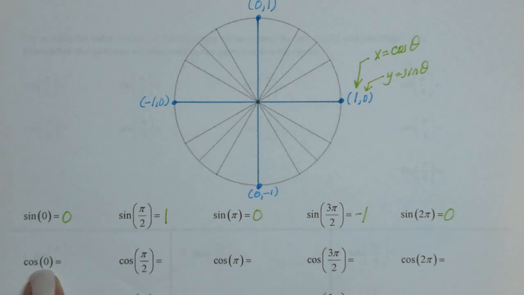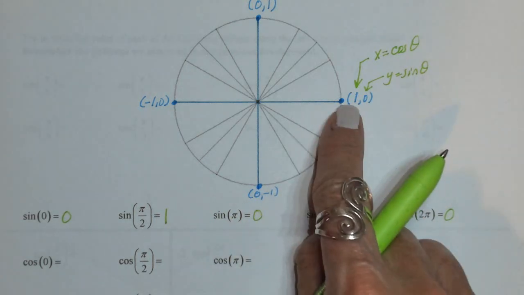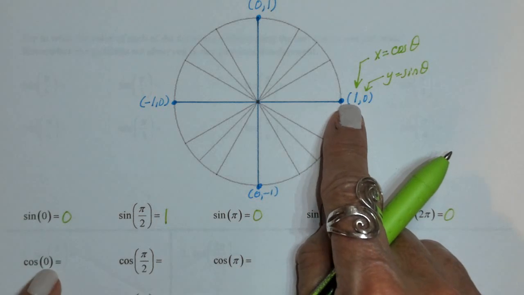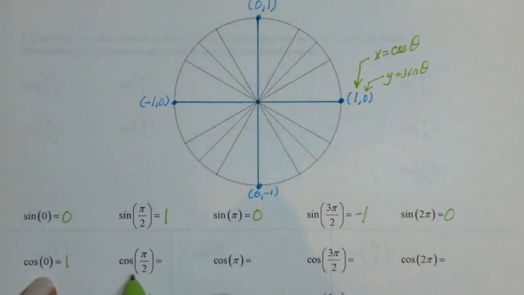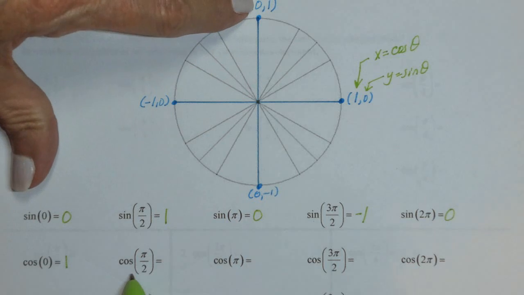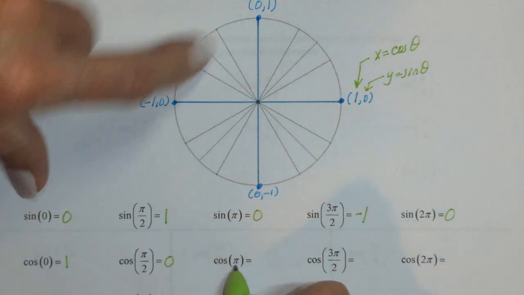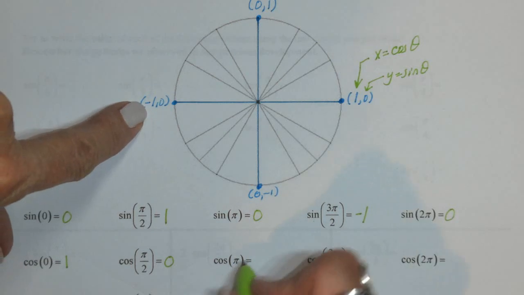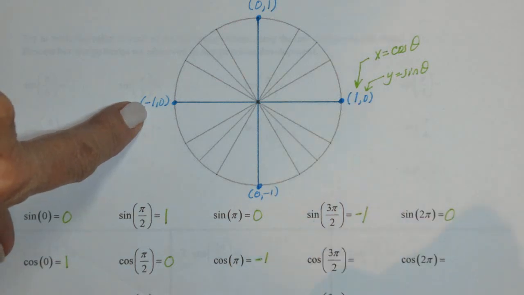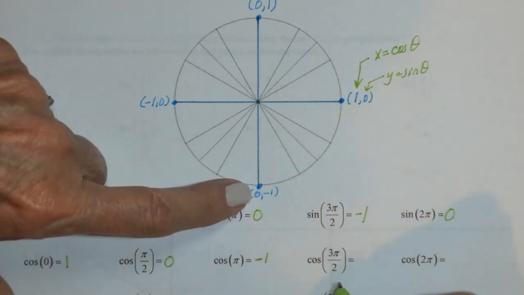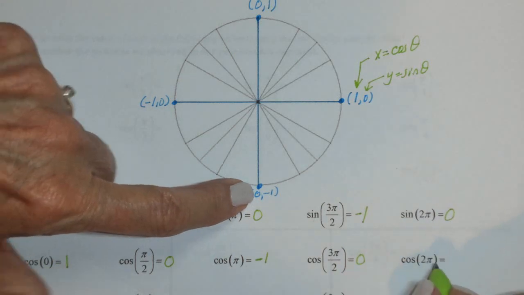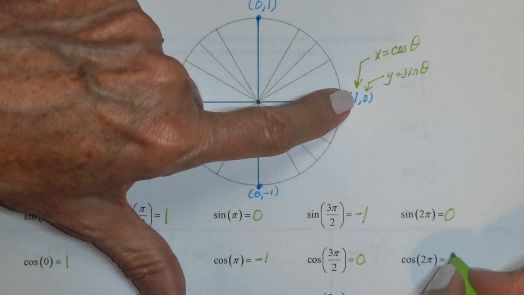Cosine. Cosine of 0 is the x coordinate. So 1. Cosine of pi over 2, the x coordinate at pi over 2 is 0. Cosine of pi, the x coordinate at pi is negative 1. Cosine of 3 pi over 2, back to 0. Cosine of 2 pi, 1.